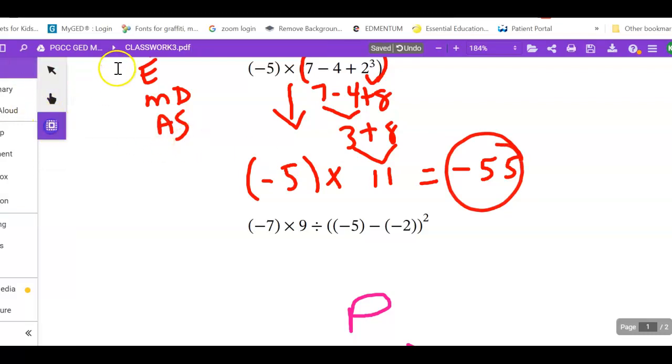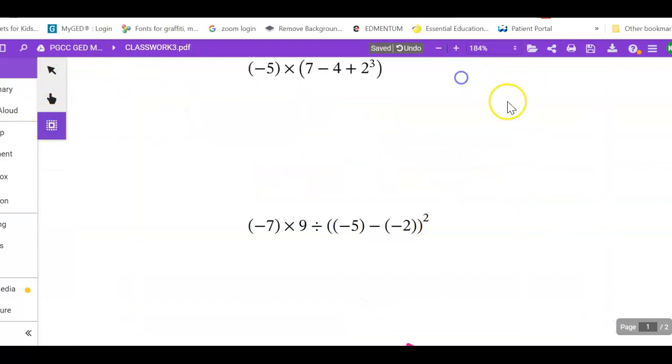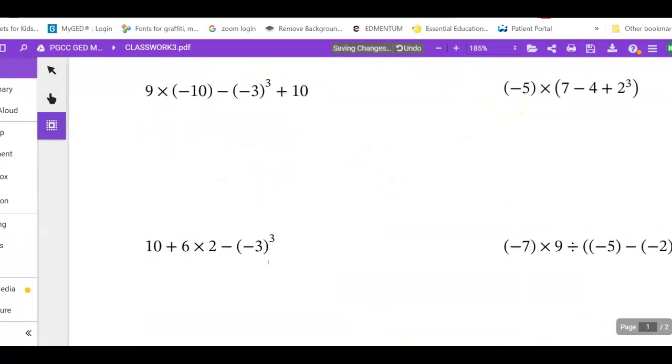Keep it rolling, my friends. Practice makes perfect, right? Keep it going. Here we go with the next one.